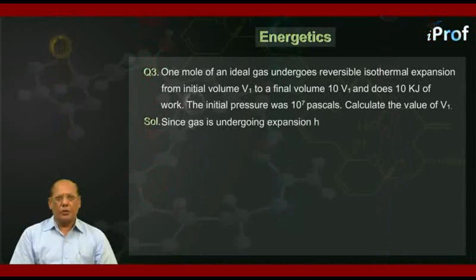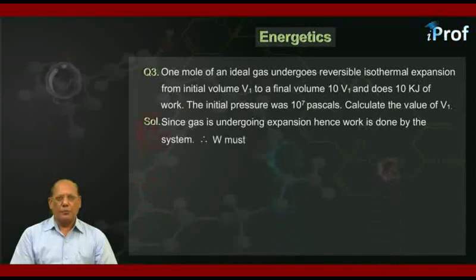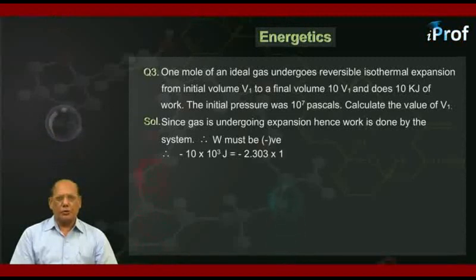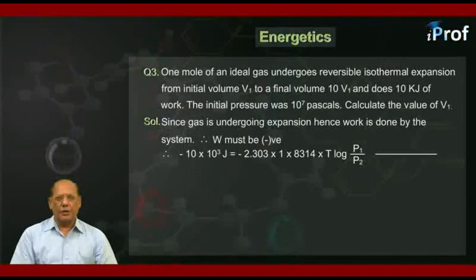since gas is undergoing expansion, hence work is done by the system, therefore W must be negative. So we can write minus 10 into 10 to the power 3 joules equal to minus 2.303 into 1 into 8.314 into T log of P1 upon P2. Mark it as equation number 1.